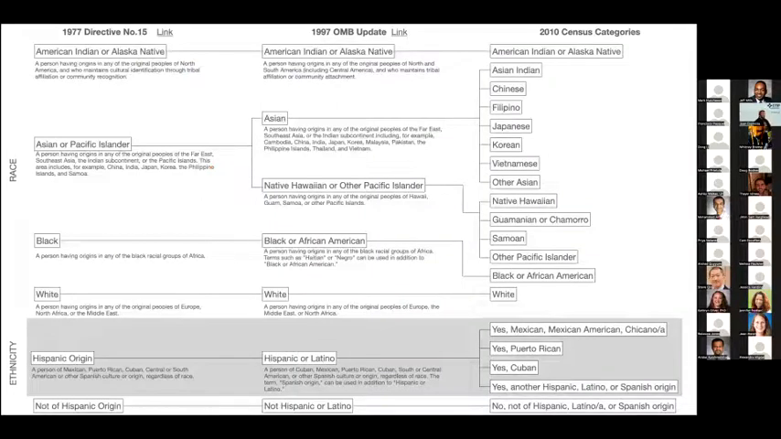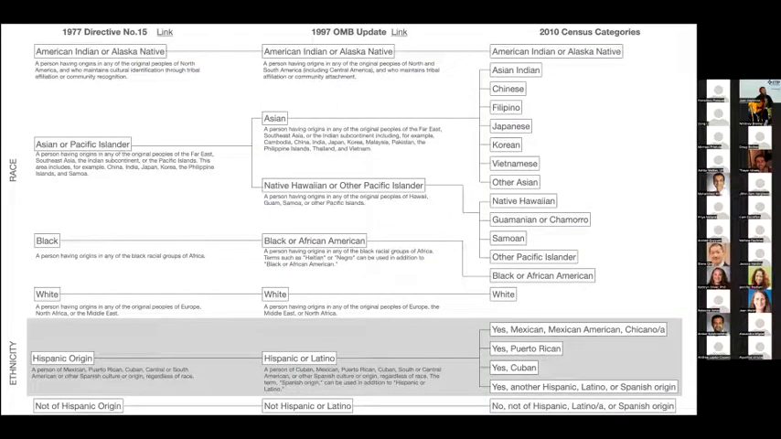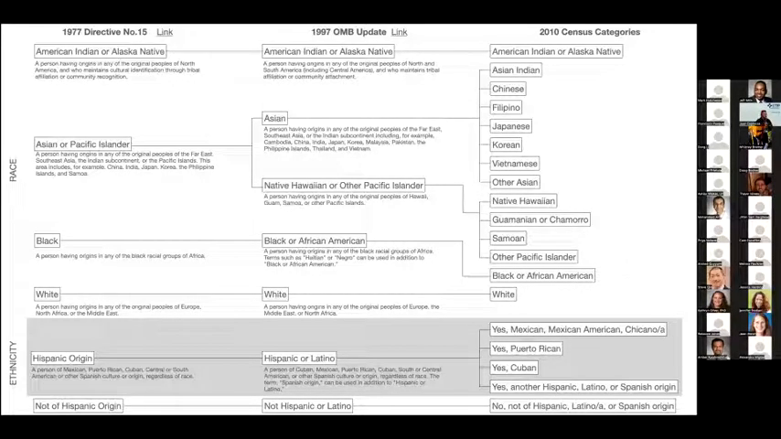But for those of us in healthcare, perhaps even more relevant than the census is thinking about federal reporting guidelines, right? Because of the way that healthcare and research are financed, these end up being some of the important ones. And the very first guidelines came from Directive number 15 in 1977 that had 4 categories for race: American Indian or Alaska Native, Asian or Pacific Islander, Black, White, and Hispanic origin as an option for ethnicity.